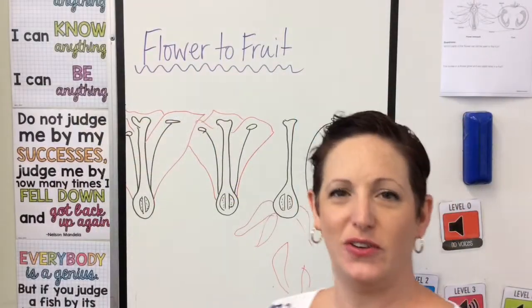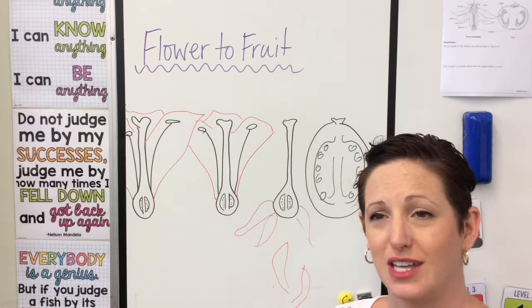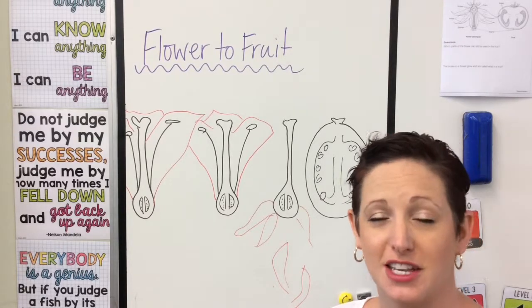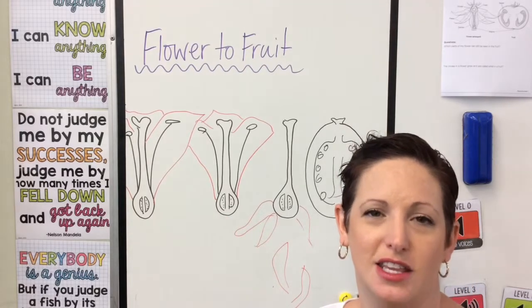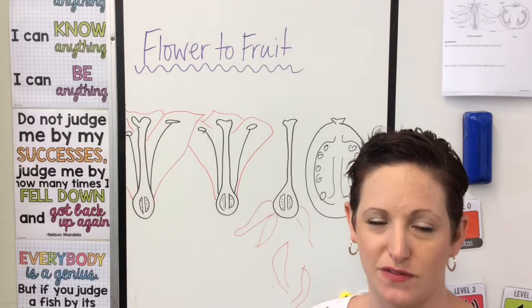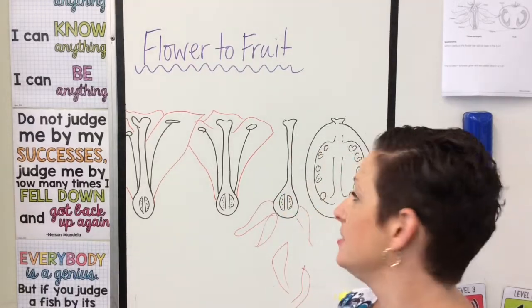Everybody, this video for you today is all about the process that occurs after pollination. It's the fertilization of the ovules inside the ovary, and then the development of fruit. So let me run you through that process, exactly how it happens.